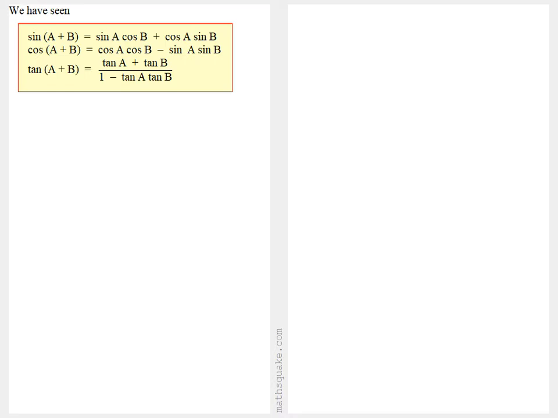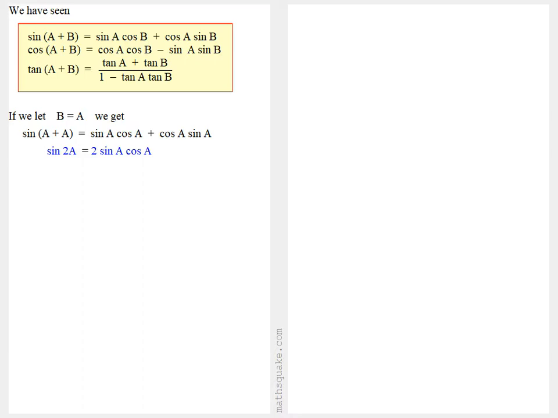And for tangent we've got the tangent of a plus b is equal to the tangent of a plus the tangent of b all divided by 1 minus the tangent of a times the tangent of b. We can also get some quite useful formulae simply by letting the angle b equal the angle a. Now this gives us the sine of a plus a is equal to the sine of a times the cosine of a plus the cosine of a times the sine of a. In other words, the sine of 2a is equal to 2 sine a cos a.